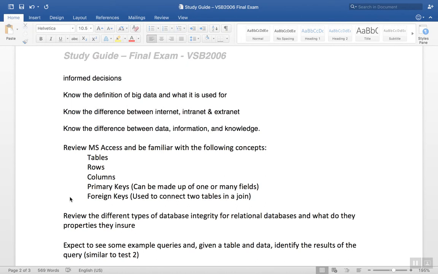A foreign key is a field that is used between two tables. So basically, with a primary key and a foreign key, you can connect two tables together in a join. If you have two tables, there's one field that they both have in common that can be used to connect the two tables together.